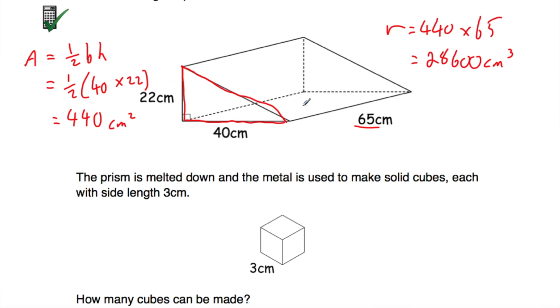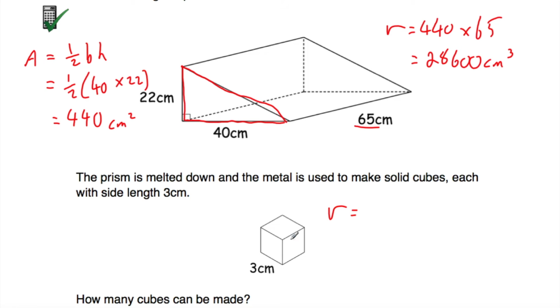And then we're told that that prism is melted down and the metal is used to make solid cubes. So altogether, the volume of that metal would be 28,600 centimeters cubed. That's how much metal there would be. And then each of the cubes it's made has got a side length of 3 centimeters. So let's find the volume of this cube.